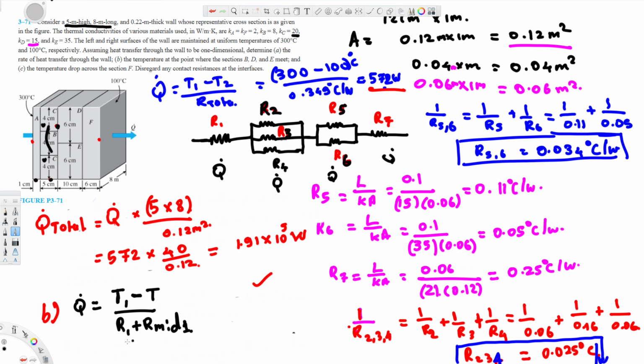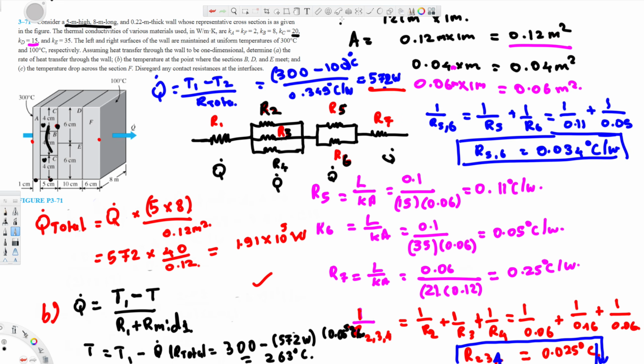We are trying to find T right here. So let's rearrange this equation. T is equal to T1 minus Q dot times R total, right? And if you calculate this, T1 is 300 minus 572 watts times 0.065 degrees Celsius per watt, and that's going to give you 263 degrees Celsius. So this is the answer for the second question.